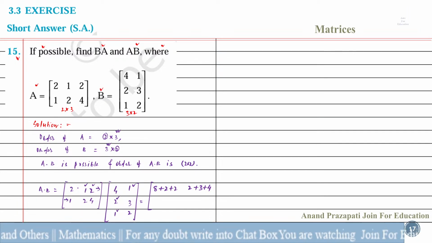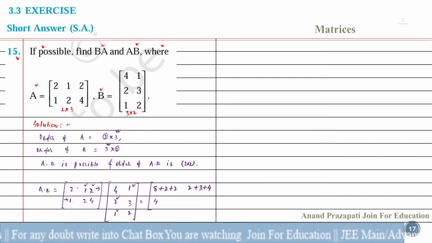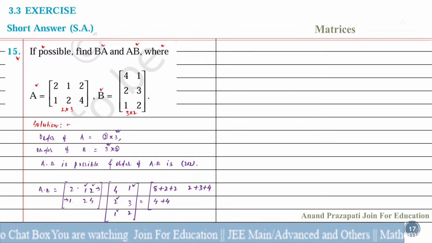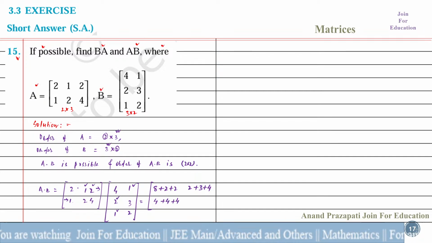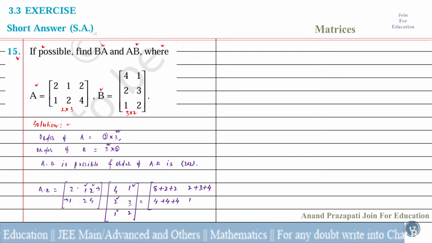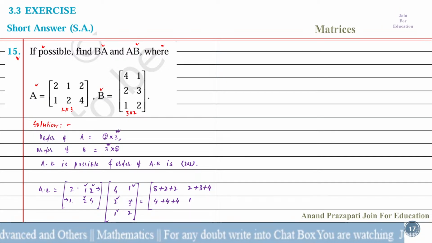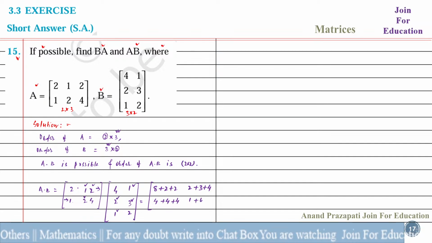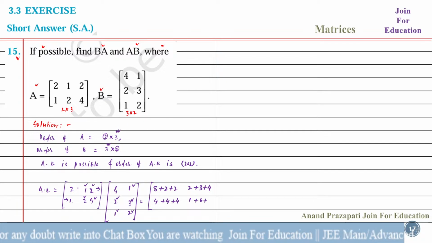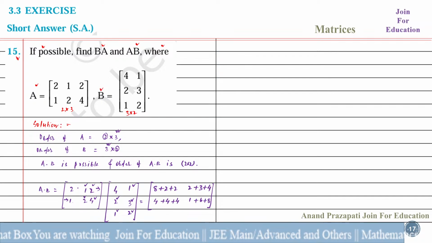For the second row, 1 into 4 equal to 4 and 2 into 2 equal to 4 and 4 into 1 equal to 4 and 1 into 1 equal to 1 and 2 into 3 equal to 6 and 4 into 2 equal to 8. So we write down here plus 8. After that there is no problem to understand up to this step.